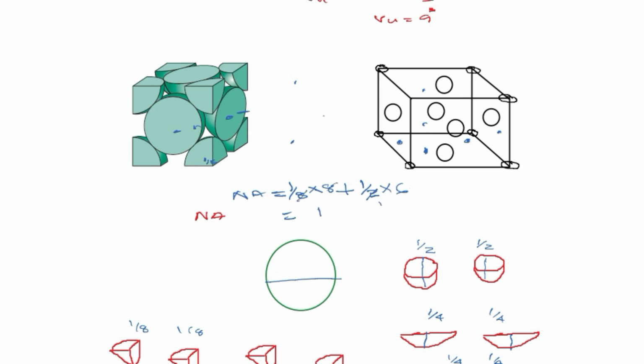2 here is 1 and 2 here is 3. Therefore we are having 1 plus 3, which is equal to 4. Our number of atoms therefore is equal to 4. So therefore we are having 4 atoms in an FCC crystal structure.